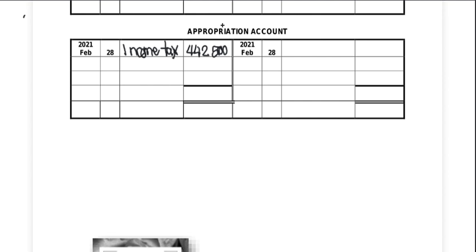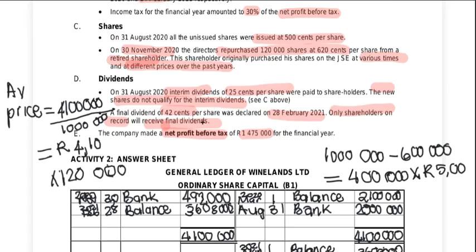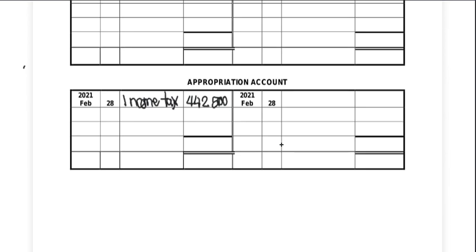Appropriation account is basically where we take our profit for the year, profit and loss for the year, and we subtract all the things that decrease our profit, and then we'll be left with our retained income for the year, and that is where we're going to take it to the retained income account. So we were given our profit for the year, net profit before tax, it's 1,475,000. So that goes on the credit side of your appropriation account.